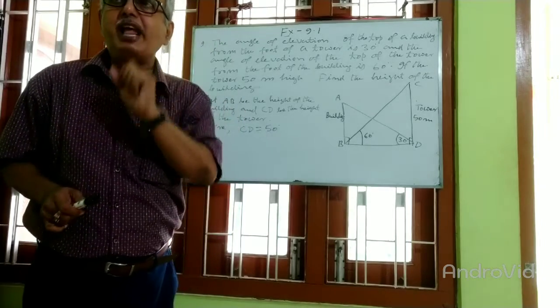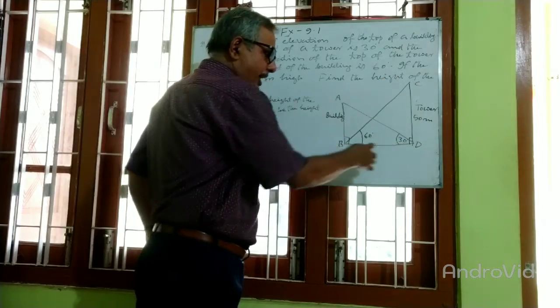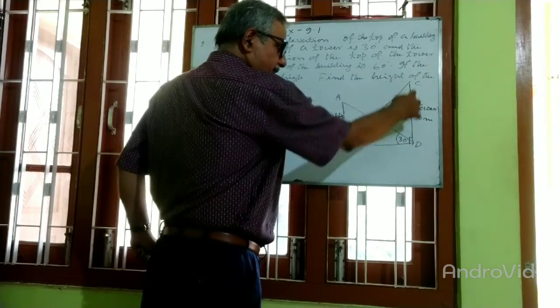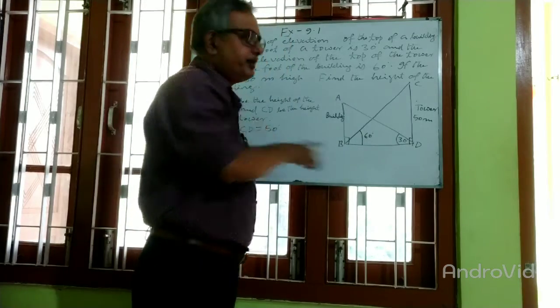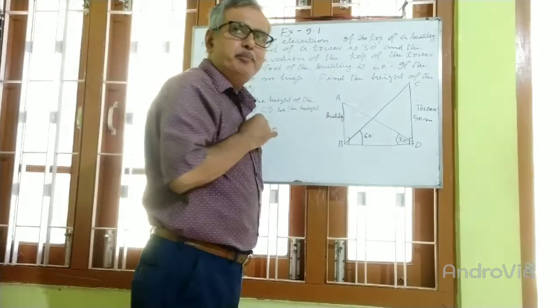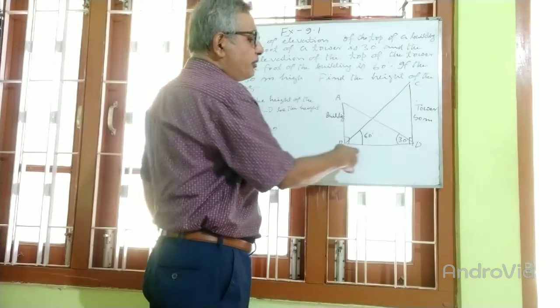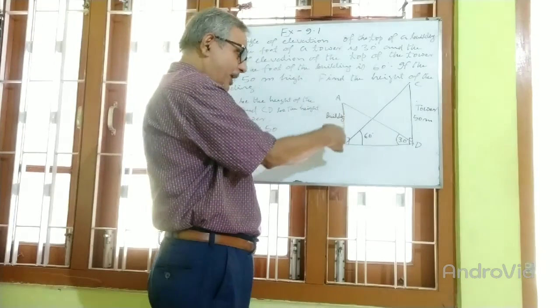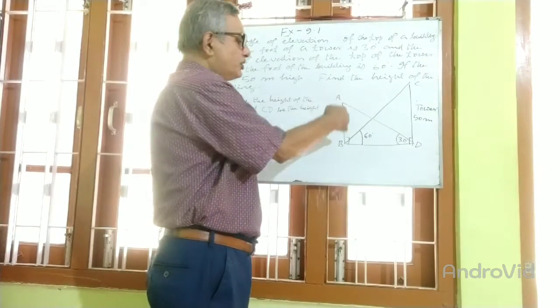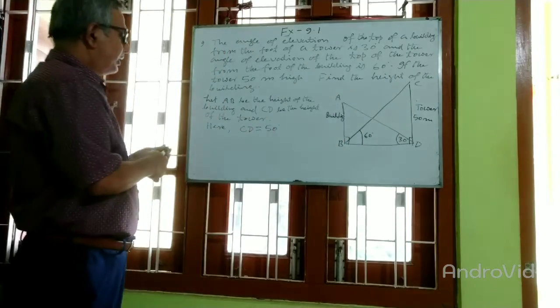Here you see which triangle first of all you will take. In right angle triangle CDB, CD is known to you. Find out BD, base. Again in this triangle, that base will be known to you. You will find out the perpendicular height. So easily you can get the height of the building.